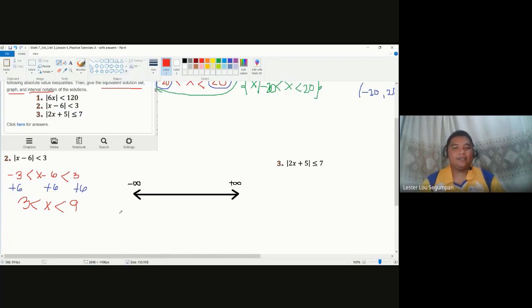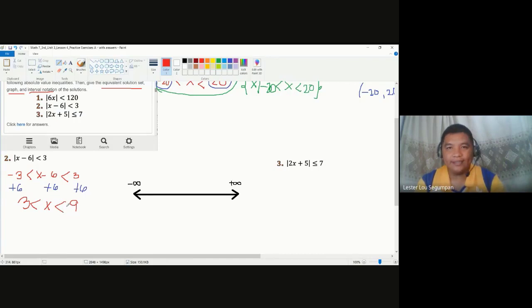All right. So we're not yet sure. Pick a number in between. We cannot use 0 here because the smallest value should be greater than 3. That would be 3.00001 and so on and so forth. But we could pick here 4. So 4 minus 6 is negative 2. The absolute value of negative 2 is positive 2, which is greater than 3. Correct.